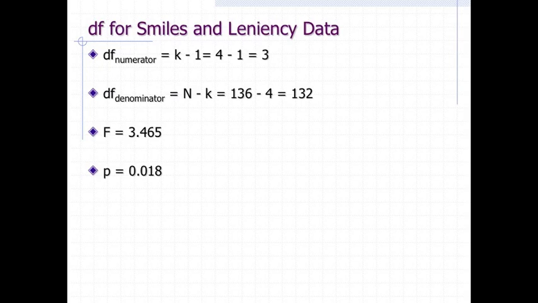For the Smiles and Leniency data, df numerator is k minus 1, which is 4 minus 1, which equals 3. df denominator equals N minus k, which is 136 minus 4, which equals 132. We previously calculated that F equals 3.465. Using the F distribution calculator that can be found in the calculator section, we can find that p equals 0.018.